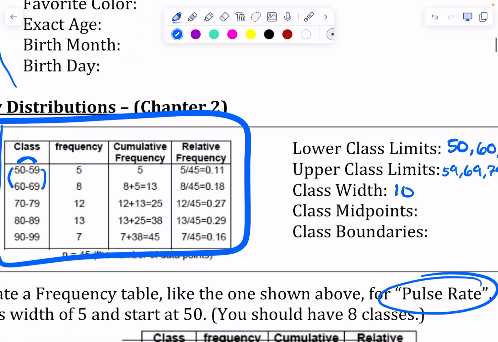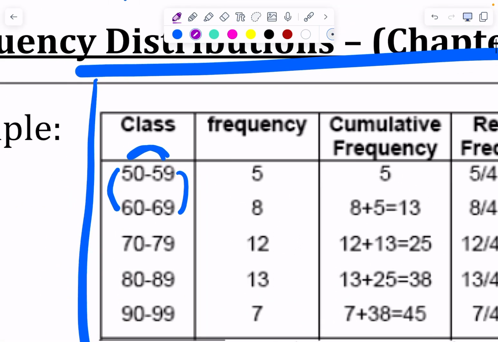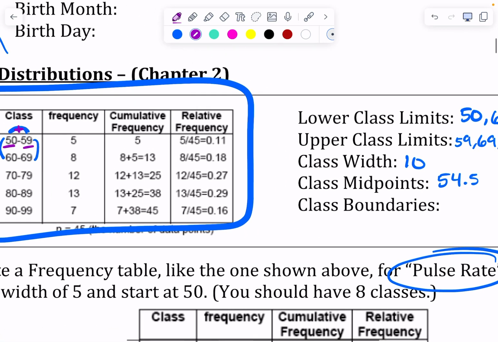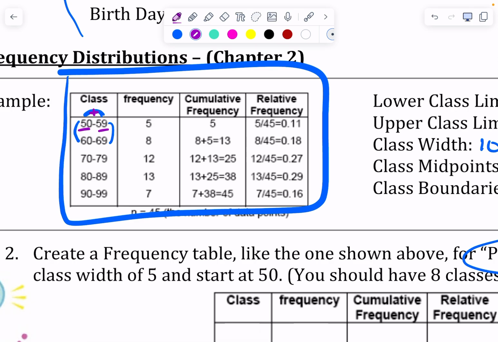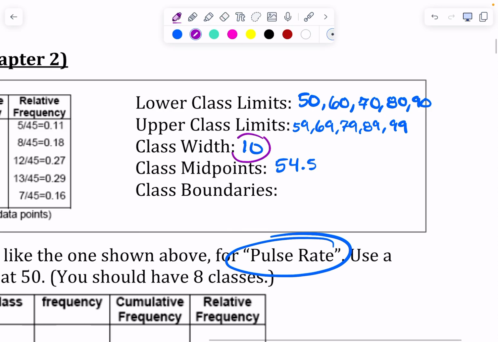What are the class midpoints? 55 or 54.5. 54.5. How do you find that? Halfway between 50 and 59, so you can add them together and divide by 2. That's fine. Class midpoints should have all of them, but you can just put dot, dot, dot. Do maybe two and then put dot, dot, dot. So what would be the second one? 64.5. Sure, dot, dot, dot.